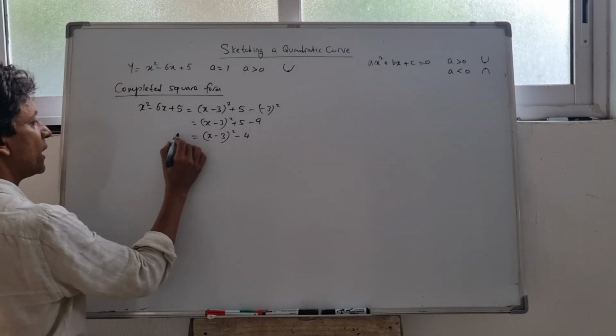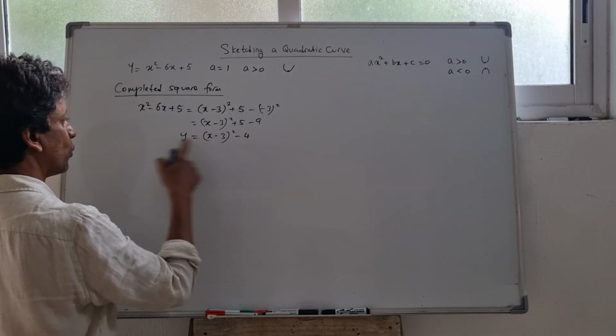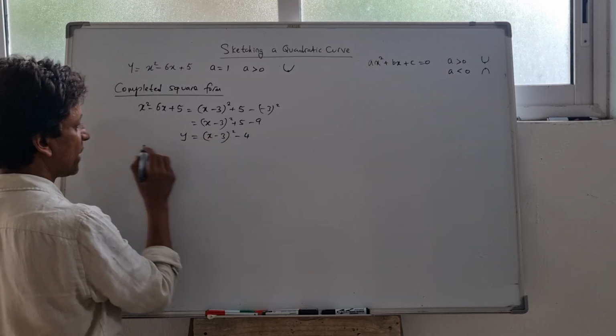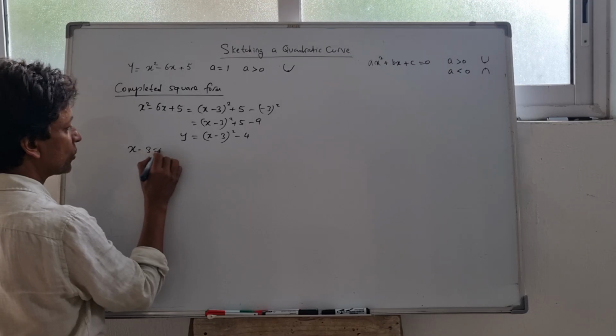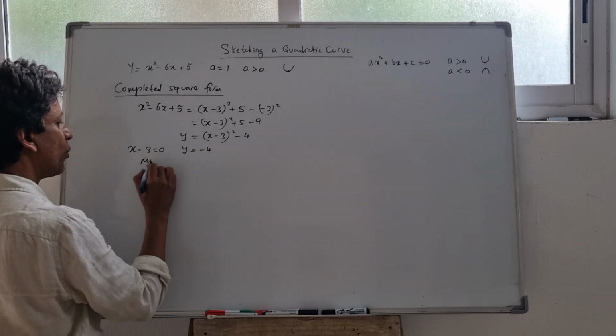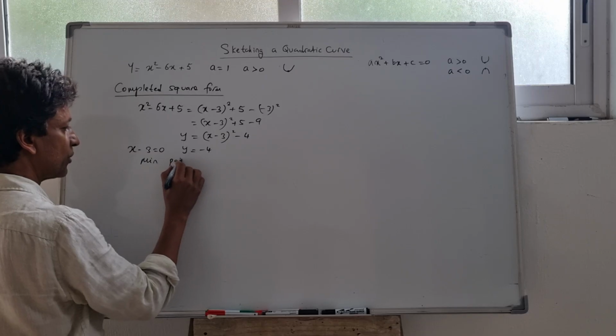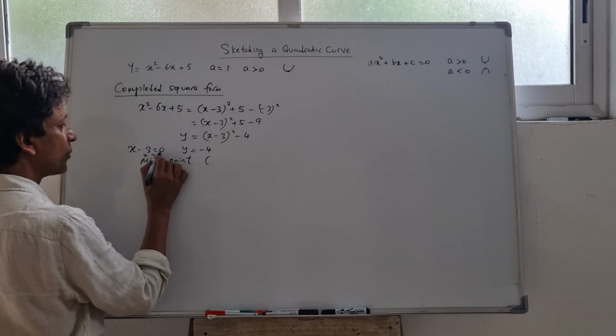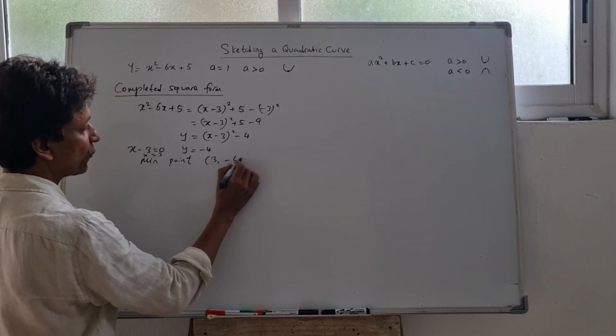So we have y is equal to all of that. y is the function itself. So y is equal to minus 4 when x minus 3 is equal to 0. y is equal to minus 4. So our minimum point turns out to be x is equal to 3, so (3, negative 4).